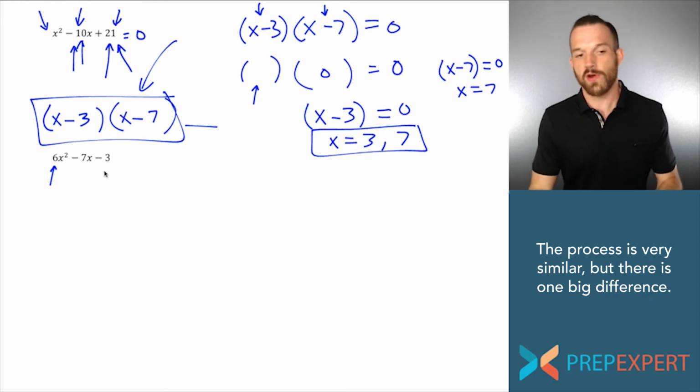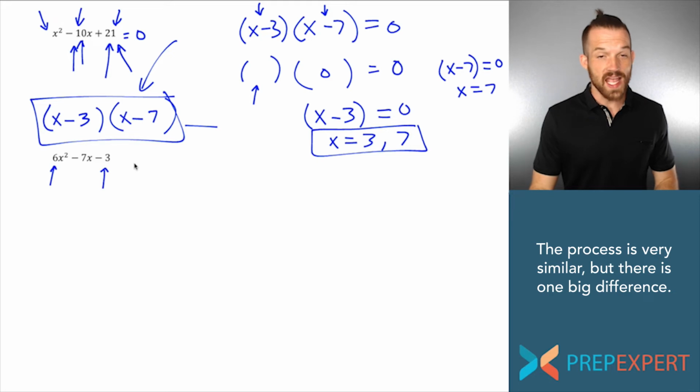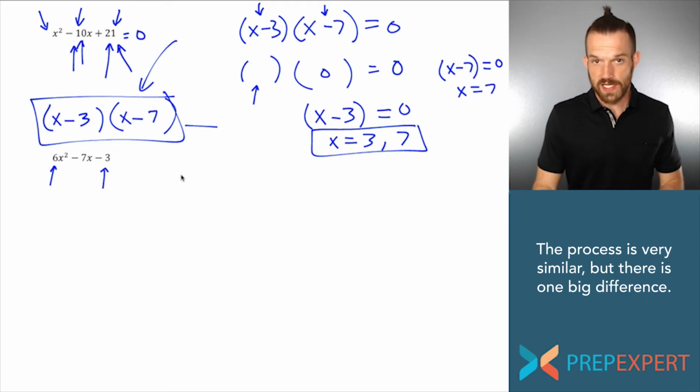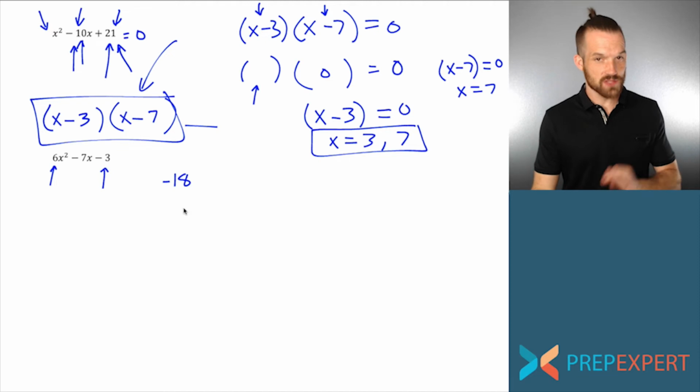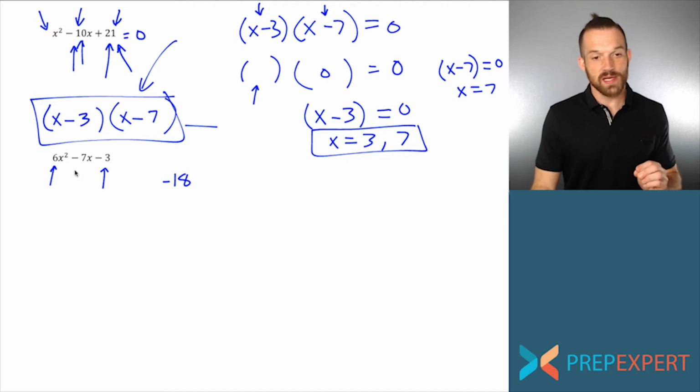Here's how it works. First, I'm going to multiply together my a term and my c term. In this case, that is 6 and negative 3. When I multiply 6 and negative 3 together, I get negative 18. Now I've found what a times c is. I know what my factors have to multiply together to be. I'll now turn my attention to the b term.